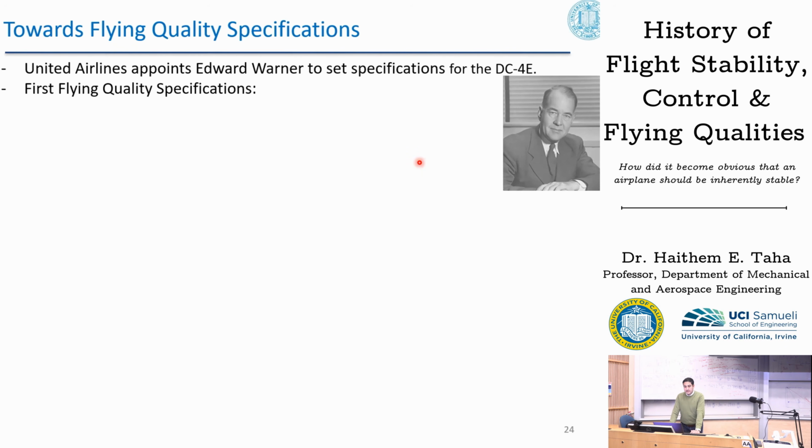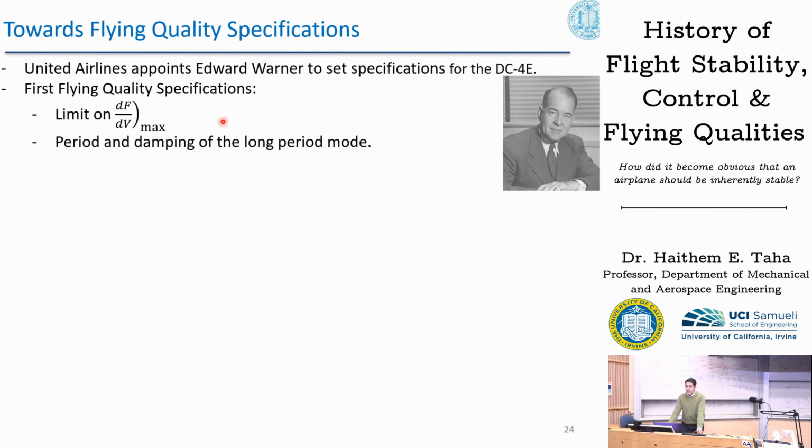So he set the first flying quality specifications for the DC-4. He didn't put any limitation on CM alpha, but he put a limitation on dF by dV, the stick force slope, which we know is proportional to CM alpha. So now he's saying your airplane should not be too stable, right?